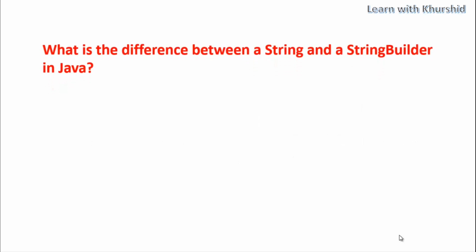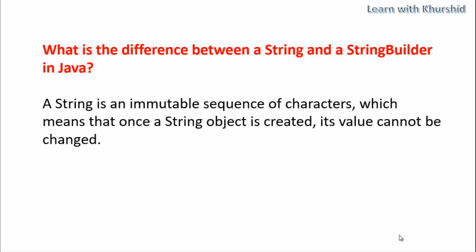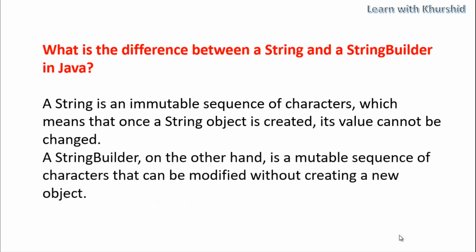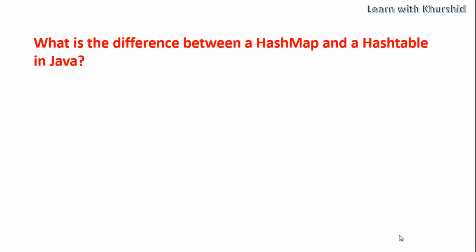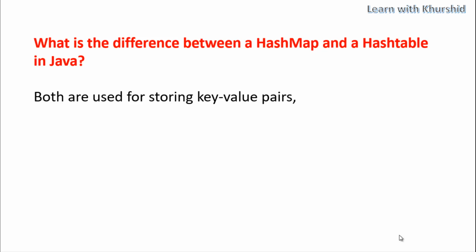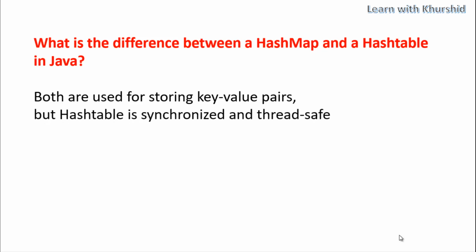What is the difference between a String and a StringBuilder in Java? String is an immutable sequence of characters, which means that once a string object is created, its value cannot be changed. A StringBuilder, on the other hand, is a mutable sequence of characters that can be modified without creating a new object. What is the difference between a HashMap and Hashtable in Java? Both are used for storing key value pairs, but Hashtable is synchronized and thread safe, while HashMap is not.